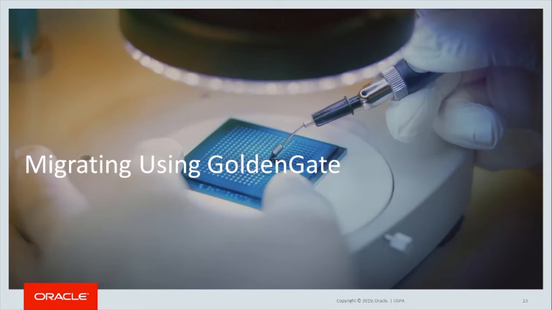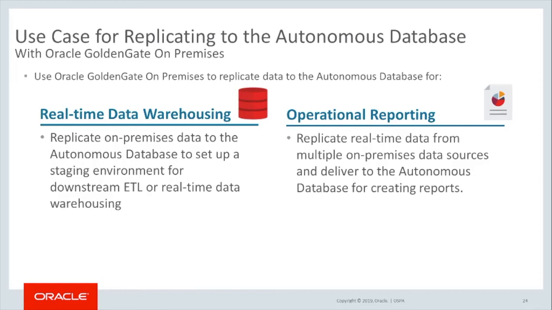Migrations to ADB using Oracle GoldenGate. Good uses for GoldenGate to replicate information to Autonomous Database include using Oracle GoldenGate on-premises to replicate data to Autonomous Database for real-time data warehousing, and replicating on-premises data to the Autonomous Database to set up a staging environment for downstream ETL or real-time data warehousing. For operational reporting, replicate real-time data from multiple on-premises data sources and deliver it to the Autonomous Database for creating reports.